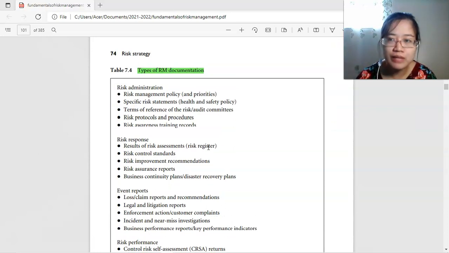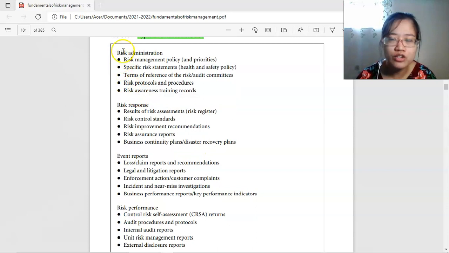Okay, next, balik na tayo sa risk management documentation. Under pa rin ito ng risk management policy. So documentation, and you have different aspects pa rin. You have your risk administration. Under administration or implementation, andyan yung policy, specific risk statements na ina-address yung iba't ibang types of risk. And then you have your terms of reference of the risk or audit committees. Essentially, ito yung tao na responsible for overseeing everything risk-related. Risk protocols and procedures, risk awareness, training records. So, administration, implementation, yan.